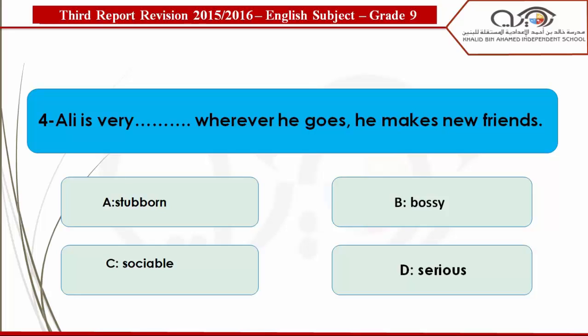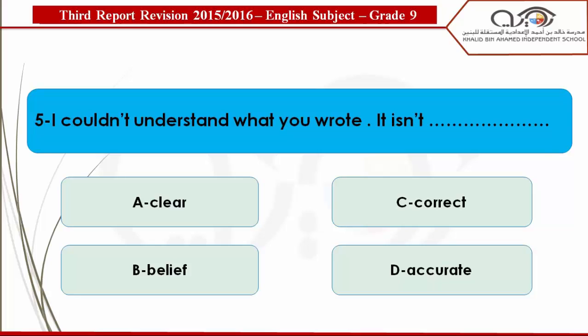Ali is very sociable. Whenever he goes, he makes a new friend. He is stubborn, bossy, or social, or serious. C, social. Sociable, who has a lot of friends. Yes, a sociable person likes people and has a lot of friends. So number 5, I couldn't understand what you wrote. It isn't clear, incorrect, belief, or accurate. We are talking about writing, handwriting, usually described as clear. When we talk about handwriting, we talk about clarity. Yes, so A is the right answer.